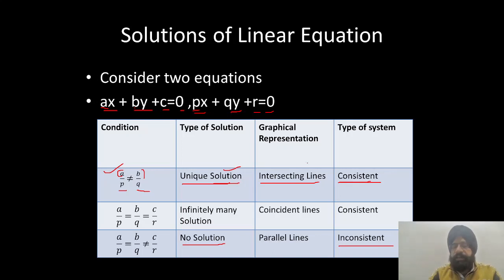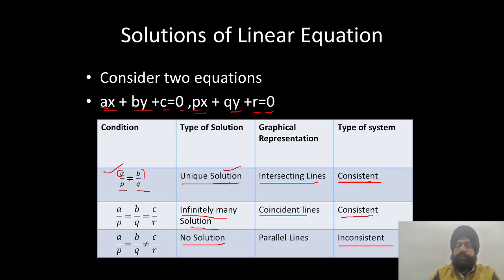Okay, now see the second case. Here a is the coefficient of x, and p is the coefficient of x of the second equation. If a upon p equals b upon q equals c upon r, all three are equal, then it refers to infinitely many solutions, and it represents coincident lines, and this is also consistent.